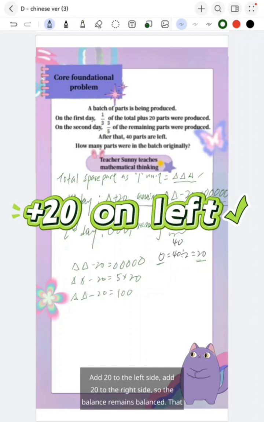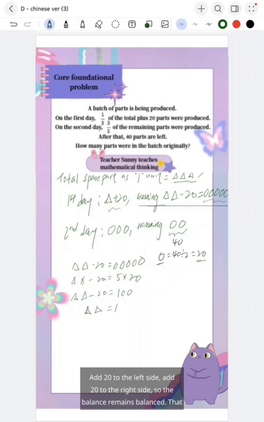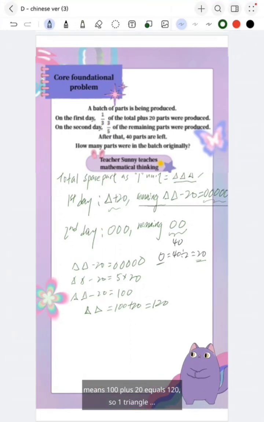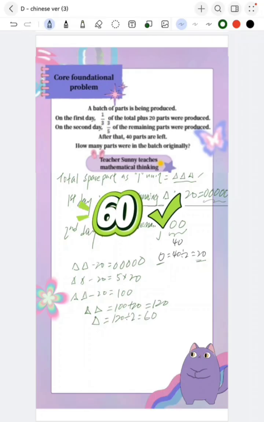So that's exactly 100, and from this point, add 20 to the left side of the equation, and add 20 to the right side, so the overall balance remains balanced. That means 100 plus 20 equals 120, therefore one triangle equals 120 divided by 2, which is split evenly into 2 parts, resulting in 60. One single part represents 60.